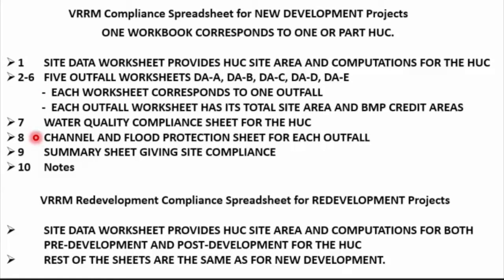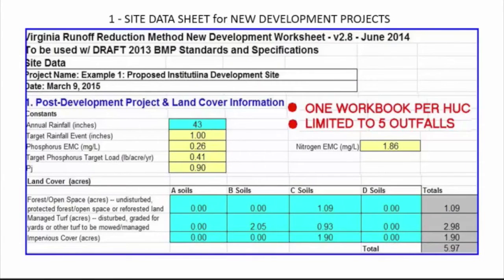Sheet 8 is a channel and flood protection volume sheet, and sheet 9 is a summary sheet. Redevelopment projects have similar worksheets. You will be able to work through these VRRM spreadsheets as part of the workshop.